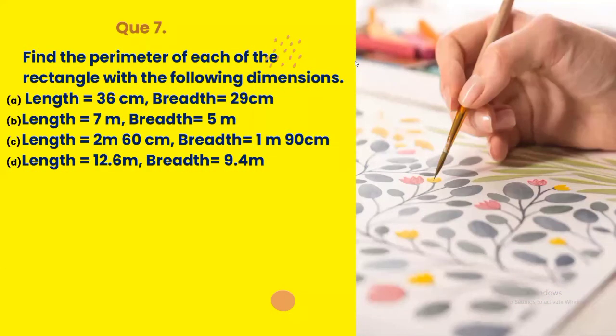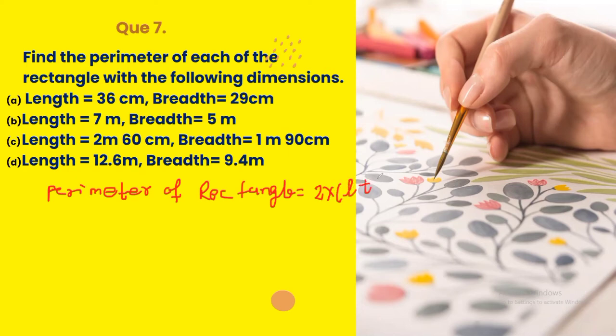Question number 7 is: find the perimeter of each of the rectangles with the following dimensions. Means these dimensions are given of a rectangle, you need to find the perimeter. So you know very well the perimeter of a rectangle. I just told you earlier the formula of the perimeter of a rectangle. What is that? 2 multiply in bracket L plus B, where L is the length of the rectangle and B is the breadth of the rectangle.